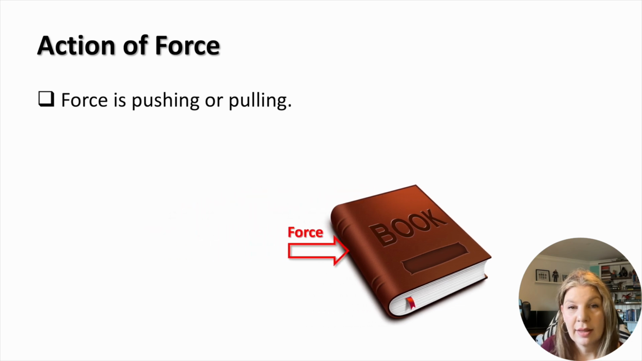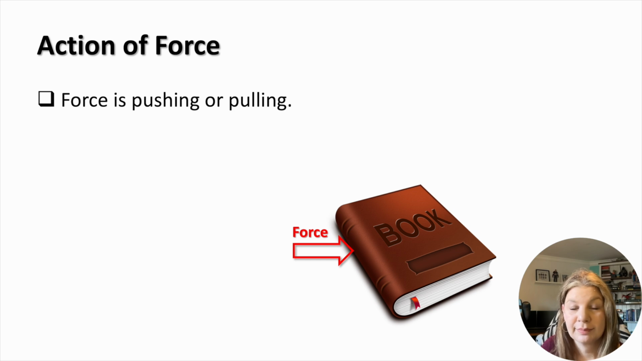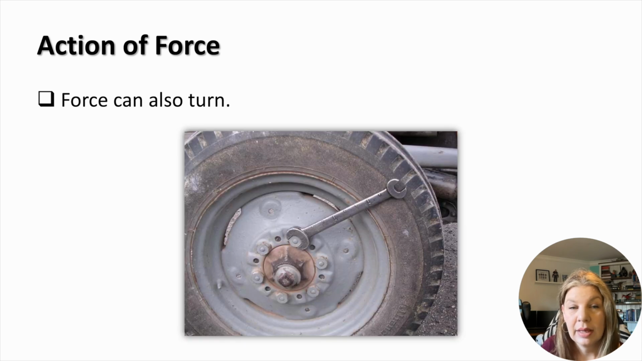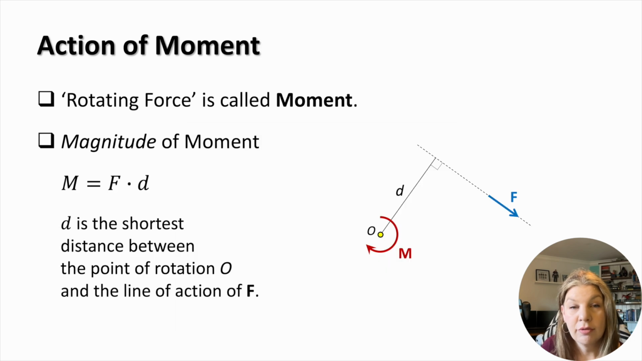Here you can see that this force is pushing a book. In addition, a force can turn an object around a certain point. If we apply force to a spanner attached to a nut, the spanner with a nut will turn around a bolt as shown here. The rotating action of the force is called moment.